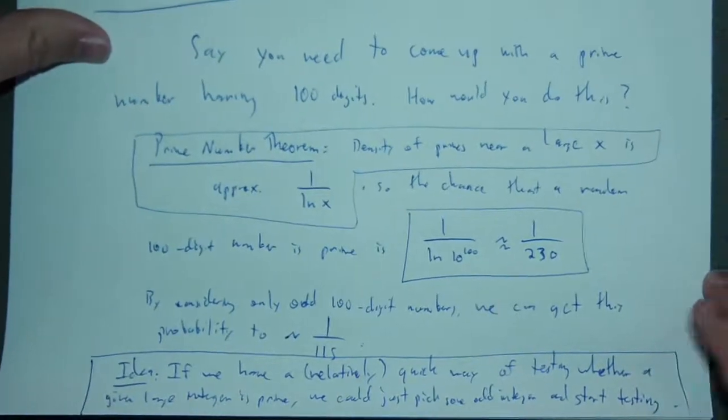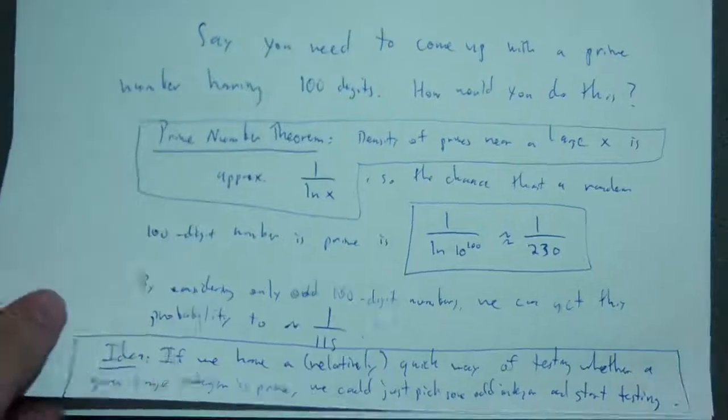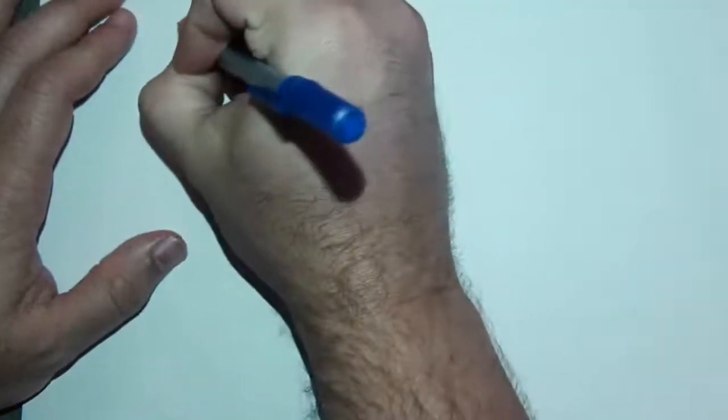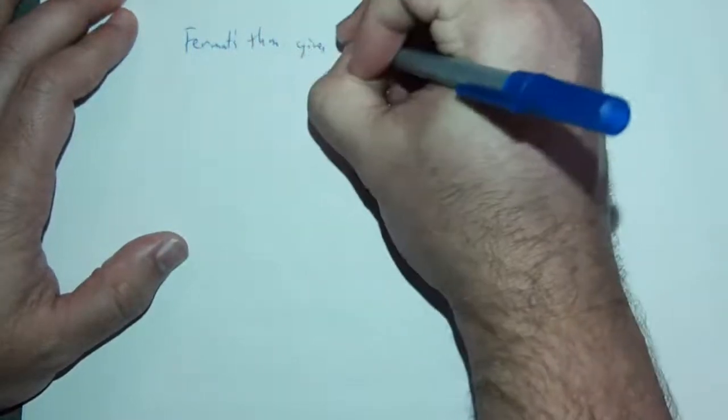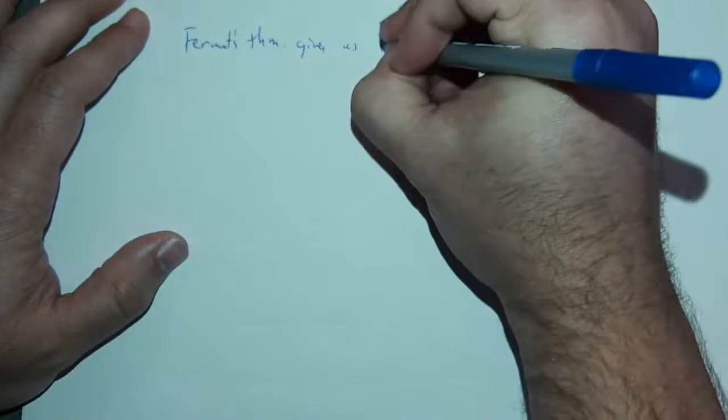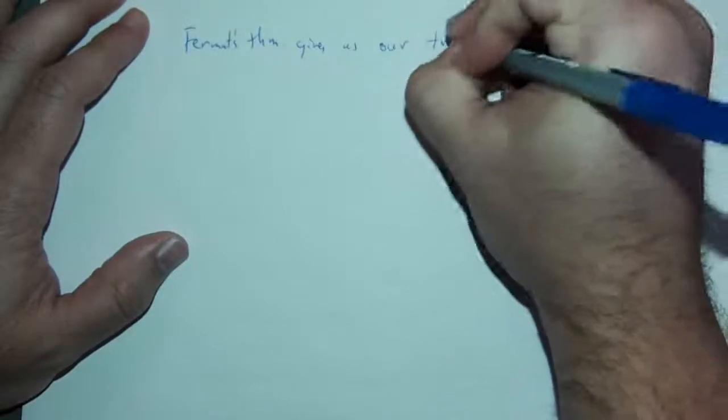So the first one is actually a result of something that you know well. Fermat's theorem gives us our first primality test.